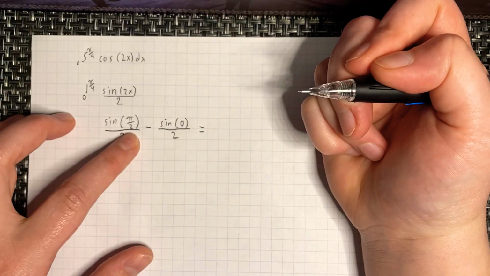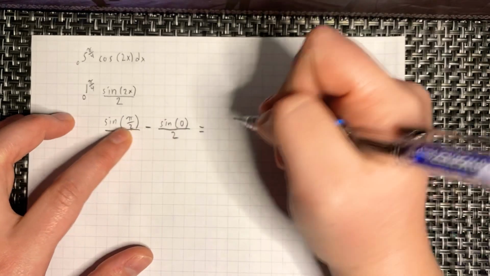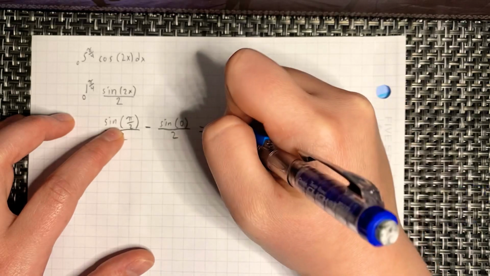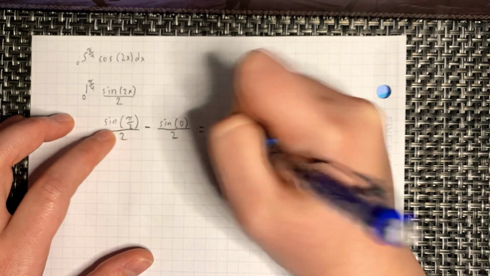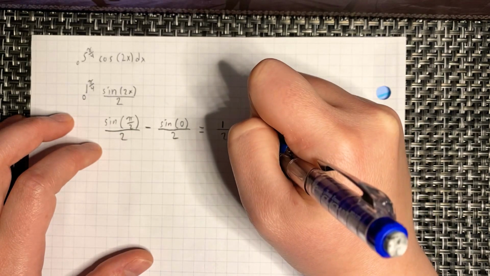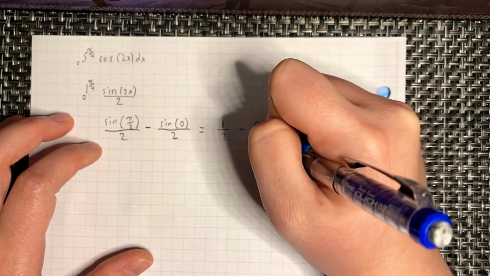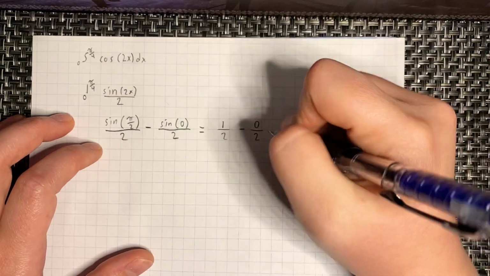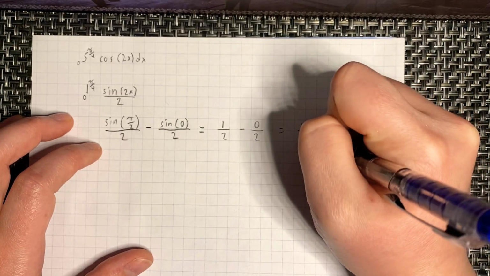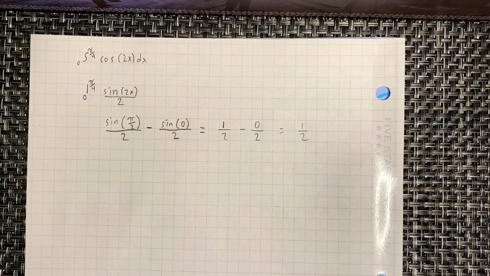We have sine of pi over 2, unit circle. That should be 1 over 2 minus 0 over 2. Sine equates to the y part, right? So we should get 1/2. And that's it. That's a very basic example, of course, but that's a definite integral.